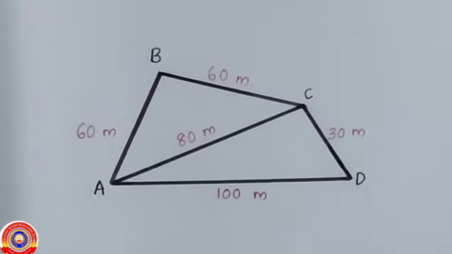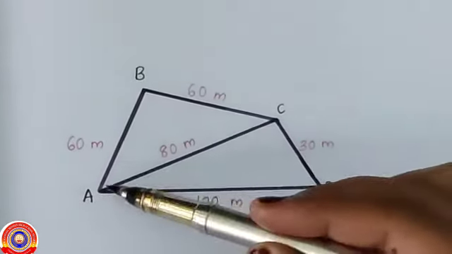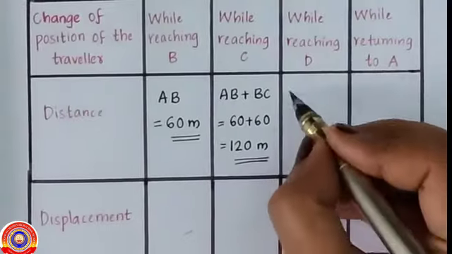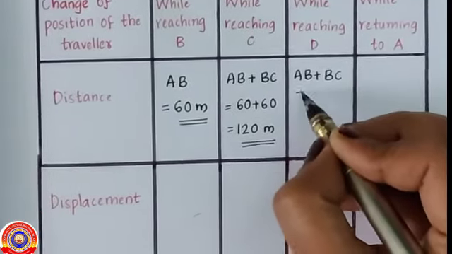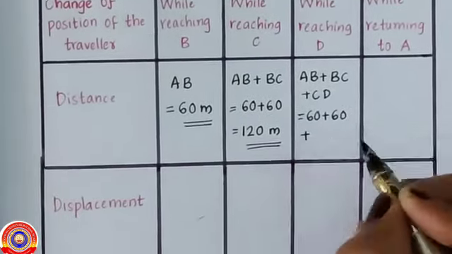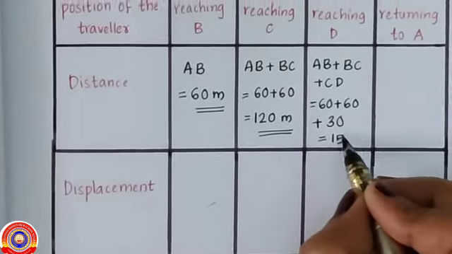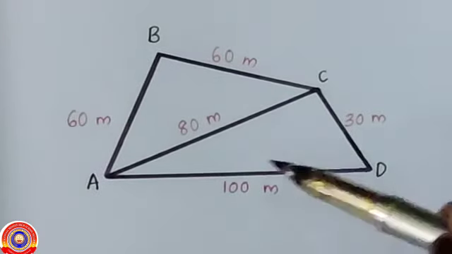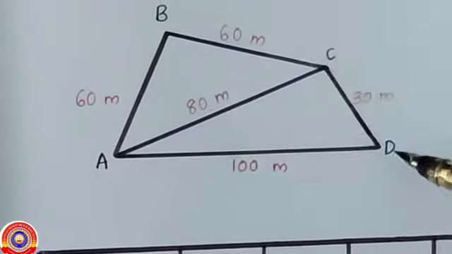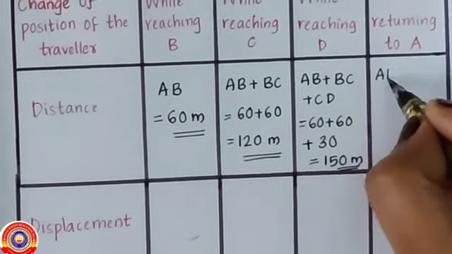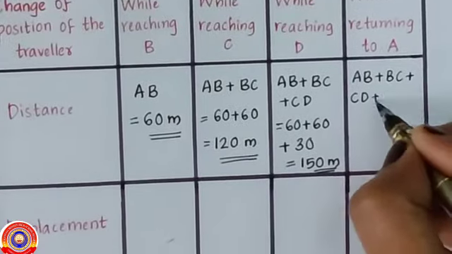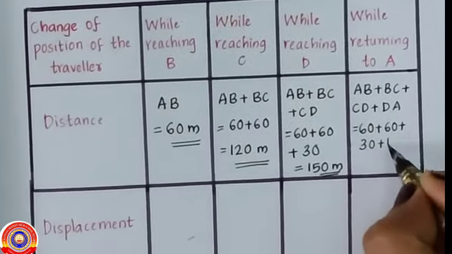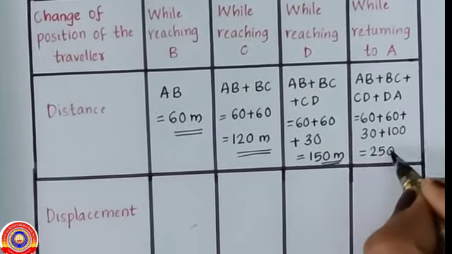From C, he goes to D. So the distance he covered equals AB plus BC plus CD. That is 60 plus 60 plus 30, 150 meter. Finally, he returns to A. Then the total distance equals AB plus BC plus CD plus DA. That is 60 plus 60 plus 30 plus 100. That is equal to 250 meter.